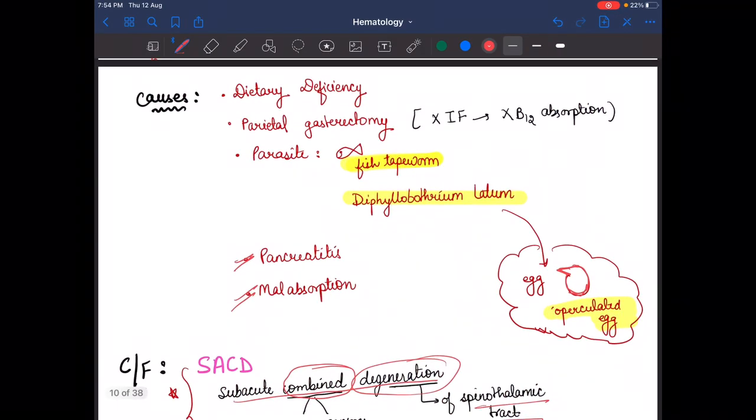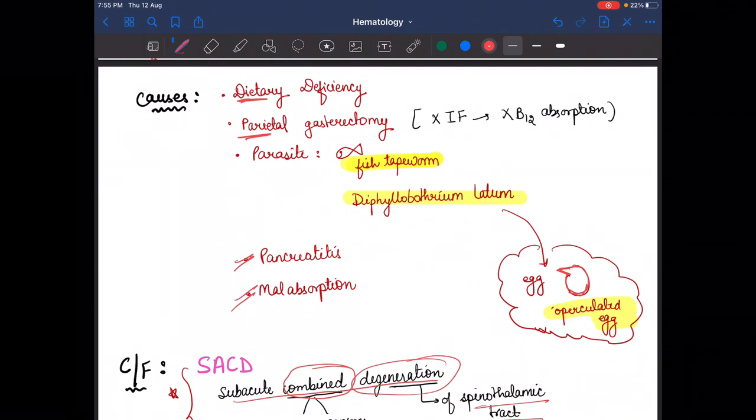What were the causes of vitamin B12 deficiency? The causes were dietary deficiency, partial gastrectomy, meaning deficiency of intrinsic factor, or a parasite. The parasite involved in megaloblastic anemia is the fish tapeworm, also known as Diphyllobothrium latum. How can we identify it? By seeing the operculated egg, with a lid-like structure on top of the egg. So Diphyllobothrium latum is the cause for vitamin B12 deficiency, while hookworm is the cause for iron deficiency. Other causes are pancreatitis or malabsorption.